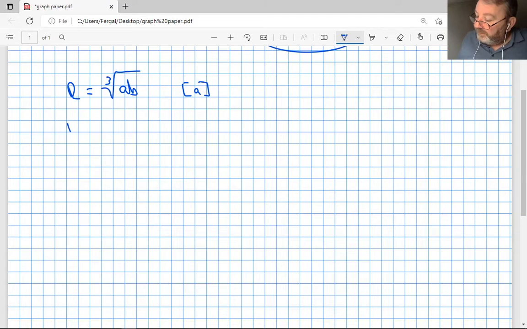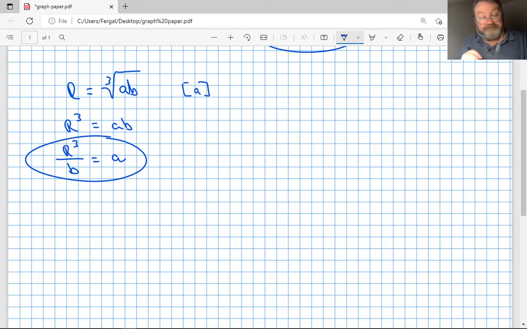So when I do that, I get r cubed is equal to ab. And the last step in this case is, if you want to get a on its own, look at b. b is multiplying a, so therefore b on the other side will divide r cubed. And there it is. That's it.